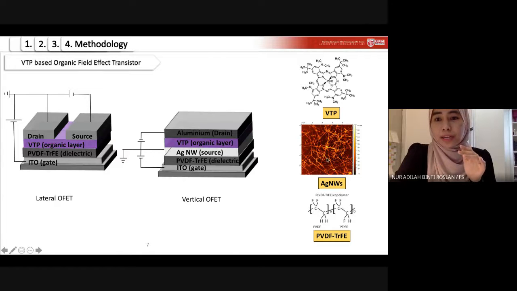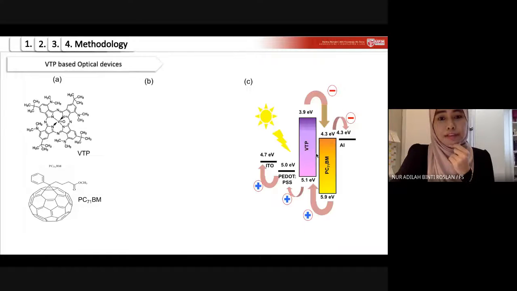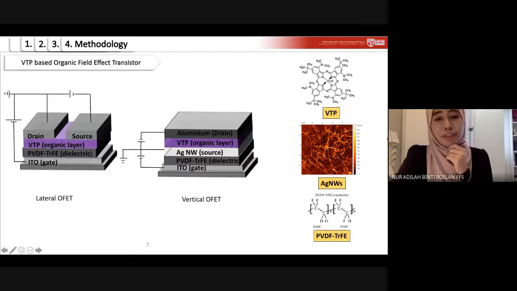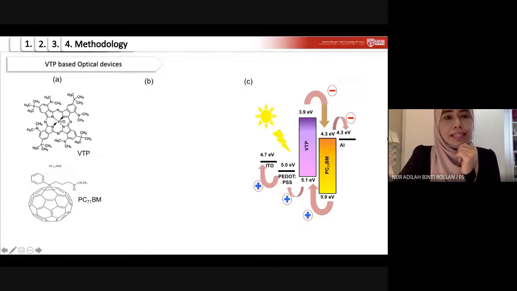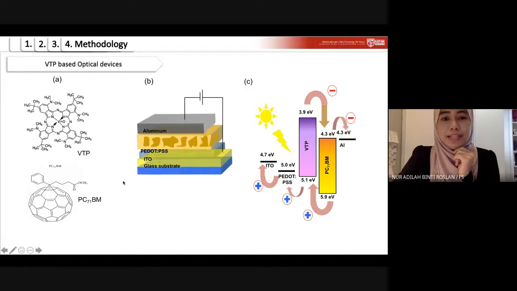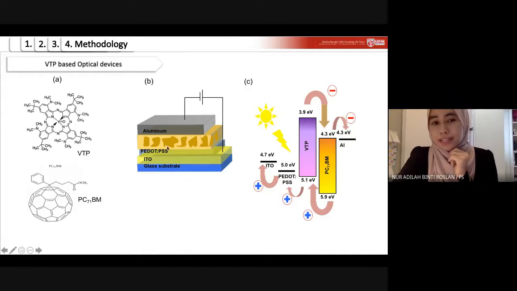Now this is the photo of the silver nanowire, because I want to confirm it has a rough morphology. So I did the AFM and it shows that it is a rough morphology because I have the RMS value. And then we go to the second project, the optical device. So this is how the architecture looks like.